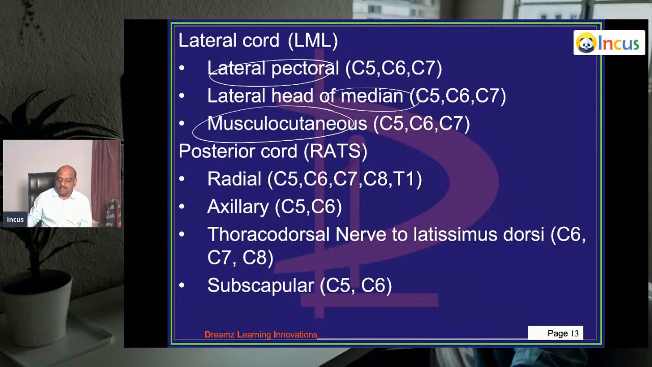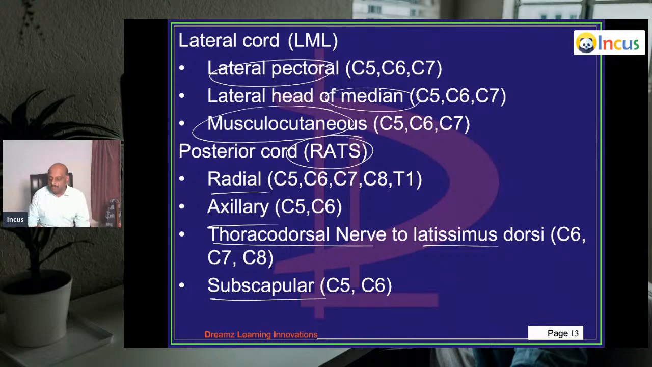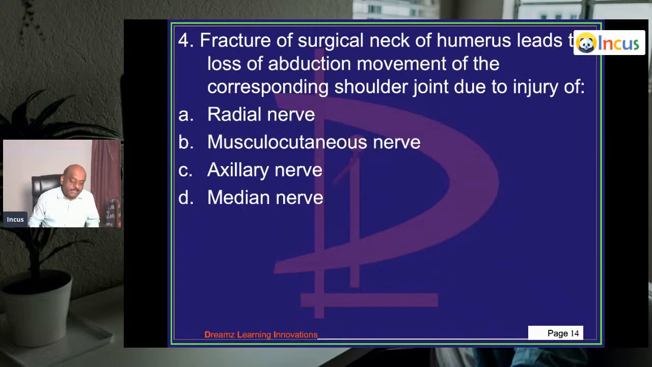Then the posterior cord, it is the thickest one. You can remember RADS: radial, axillary, thoracodorsal nerve to latissimus dorsi, and subscapular. They're all considered to be the branches of the posterior cord, is what you need to remember.